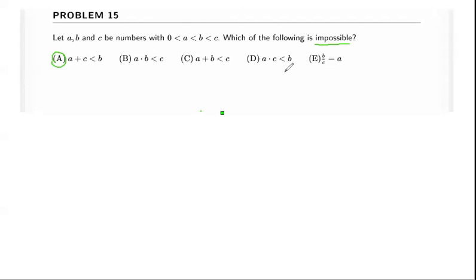But let's look at the other choices, just to make sure. A times B is smaller than C. If I choose this is 1, this is 2, maybe this is 5, so A times B is 2, smaller than 5. As you see, this is achievable, okay? For the second one, I can say 1 plus 2 is less than 5, which is 3 less than 5. That is also achievable.